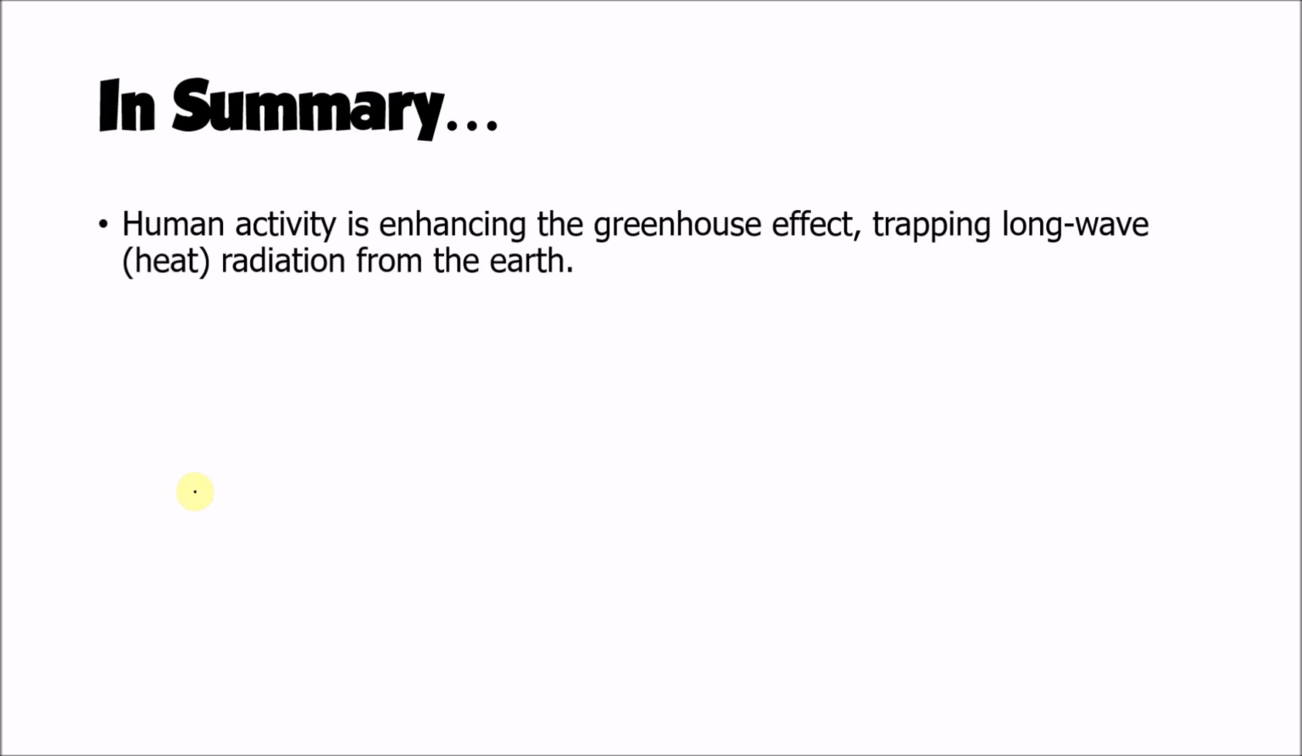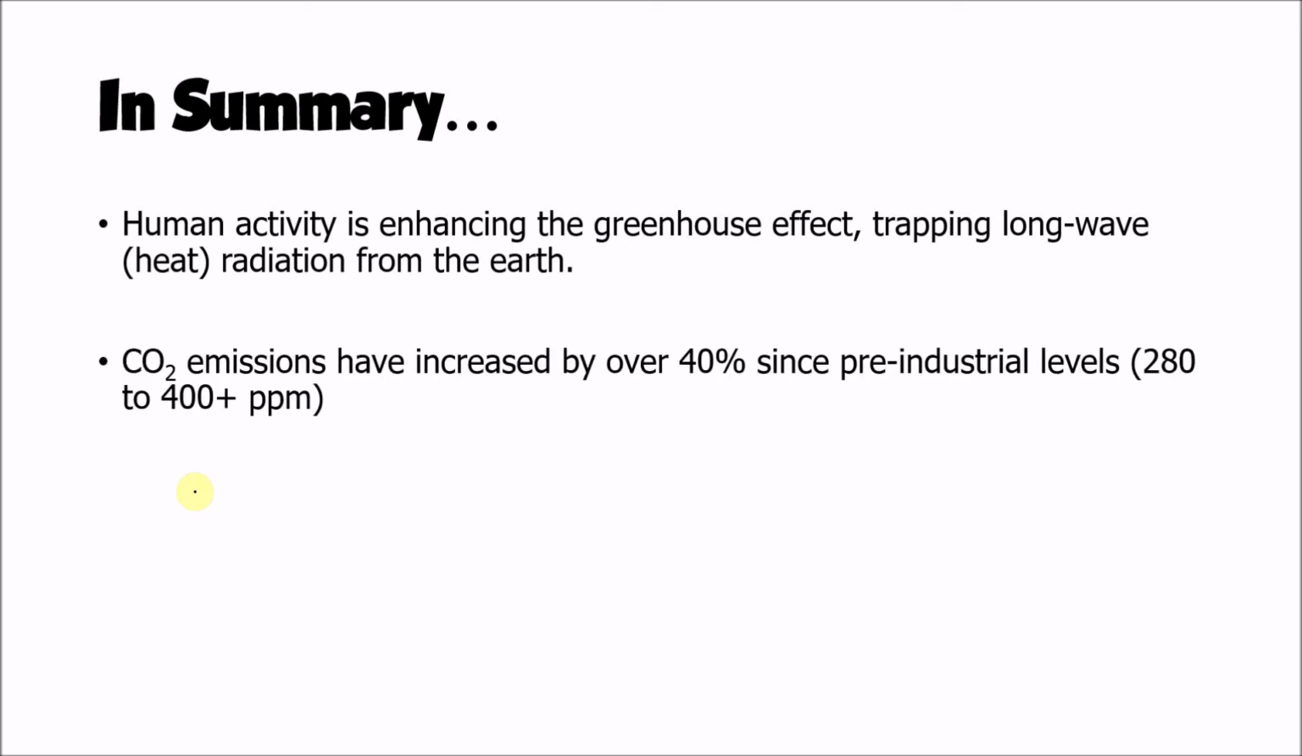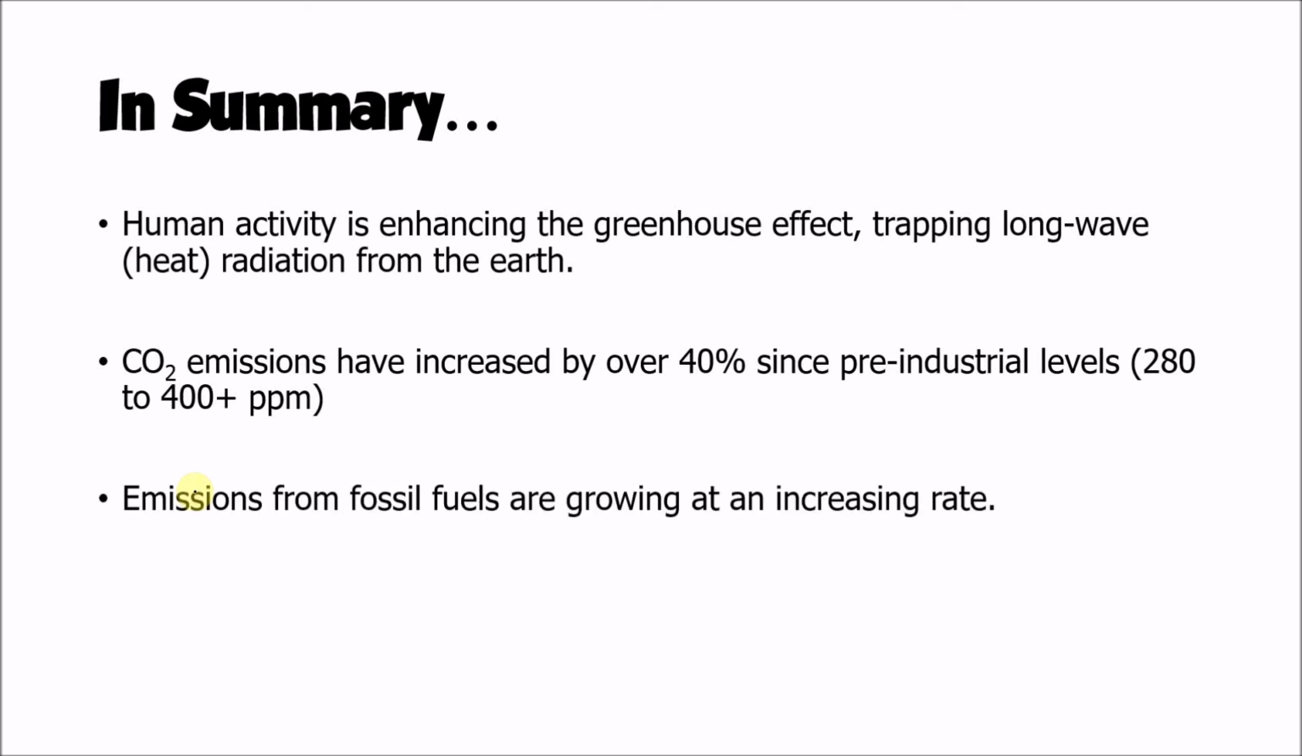So in summary, human activity is enhancing the greenhouse effect. We are trapping long wave or heat radiation from the Earth as a result of increasing the concentrations of greenhouse gases within our atmosphere. Carbon dioxide emissions have increased by over 40% since pre-industrial levels. They've gone up from around 280 parts per million to over 400 parts per million in the present day. The emissions from fossil fuels are actually growing, and that rate is increasing. So we are not showing any signs of things slowing down or levelling off.